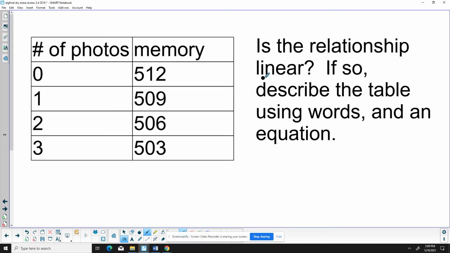All right, is the relationship linear? Well, it's linear if it has a slope and a b. Well, the b is right here. Since x is 0, that makes that 512 the b, or the y-intercept, or what the camera starts with.